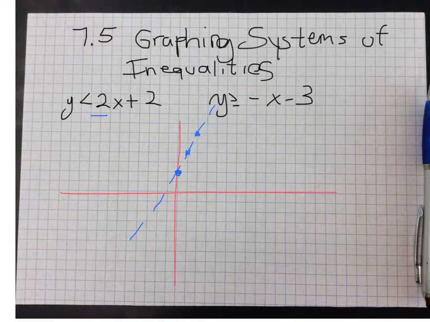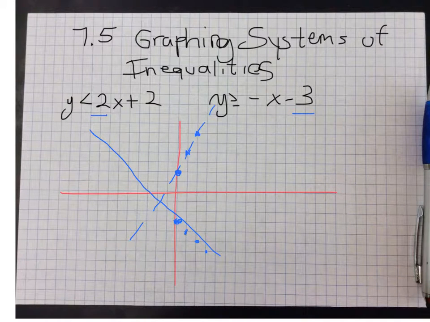Then I come over to the next equation. The next equation has a y-intercept of negative 3, so I'll go down 1, 2, 3 and put my dot there. And then I have a slope of negative 1, so that's down 1 over 1, and I put my points there. This is a greater than or equal to, so I know it's going to be a solid line. So I'll draw a solid line going through those points.